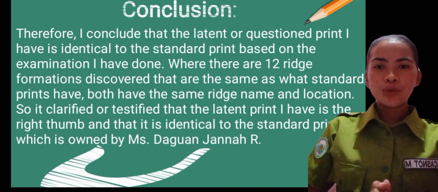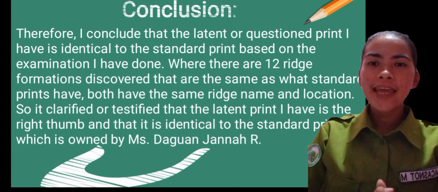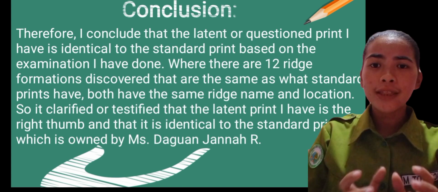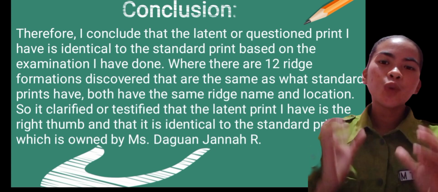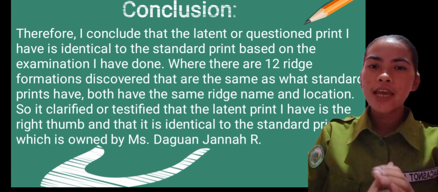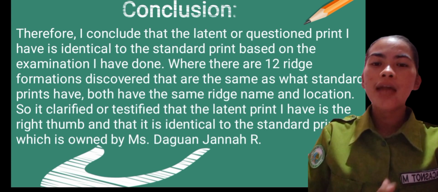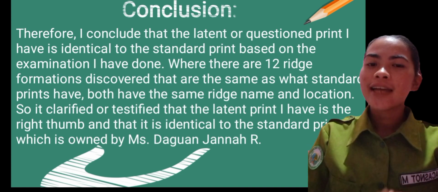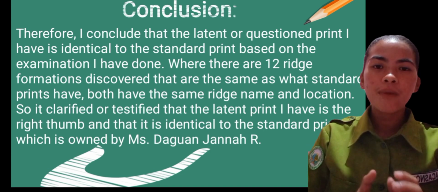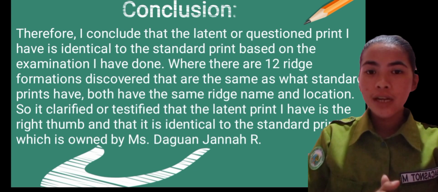And lastly, my conclusion. Therefore, I conclude that the Latent or questioned print I have is identical to the standard print based on the examination I have done, where there are 12 ridge formations discovered that are the same as what the standard print has. Both have the same ridge name and location. So, it clarified that the Latent print I have is the right thumb and that it is identical to the standard print, which is owned by Miss Daguan Jana R.